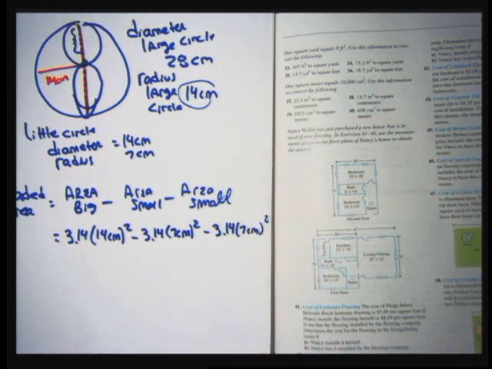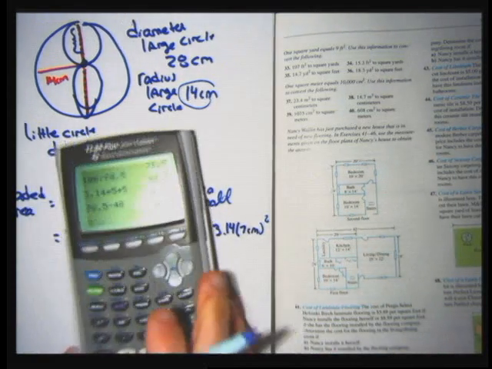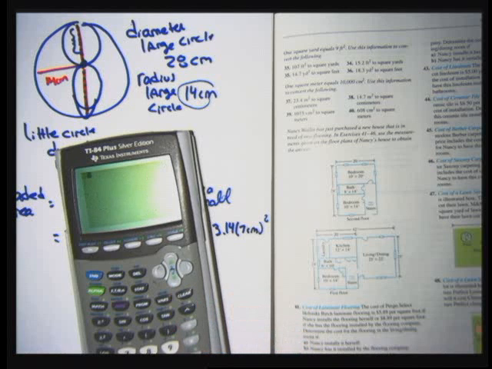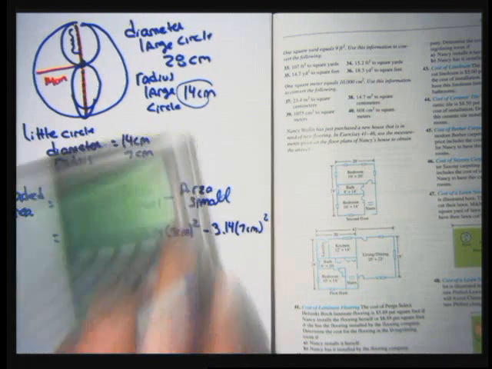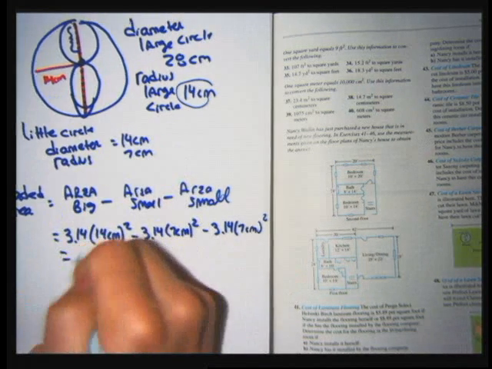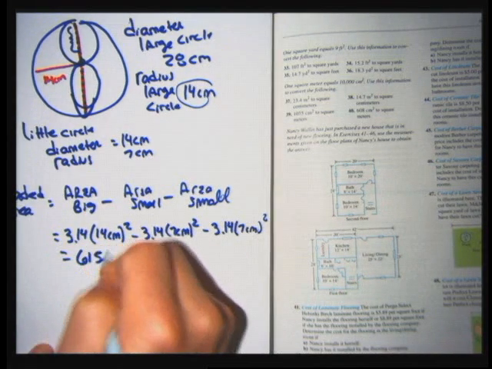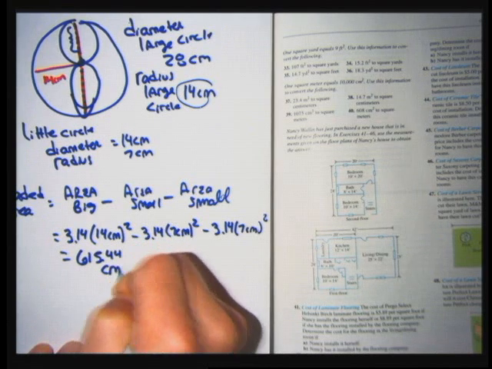Let me compute each one of these numbers. So the first one I'm going to do a little bit slickly. I'm going to go 3.14 times, and I'm going to go 14 and hit the squared key. And that's going to give me the big circle's area, which is 615.44. I'm going to write centimeters squared.